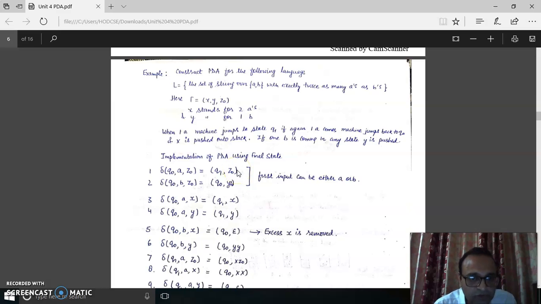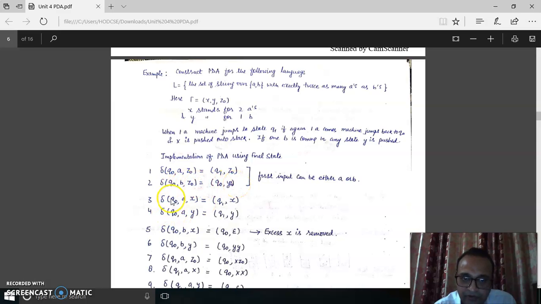As I previously told you, for 2 A's we will push 1 X on the stack. Here only one A has been encountered, so we are not pushing anything. We are simply shifting to another state. This Q1 state itself represents that one A has already been encountered, and for that A we have done nothing. Now suppose Z0 is the stack top symbol, and B is the input symbol. Then at that time we are pushing Y on the stack, and we are remaining on the same state.